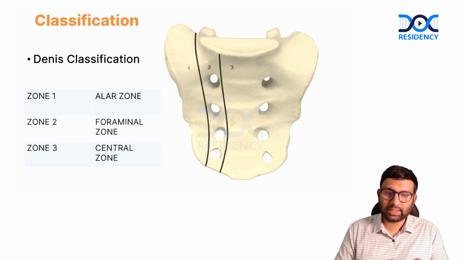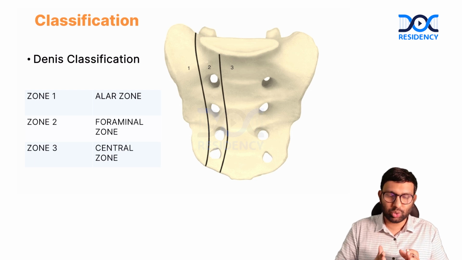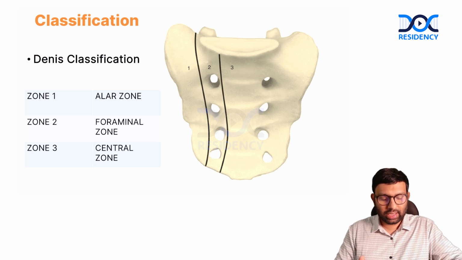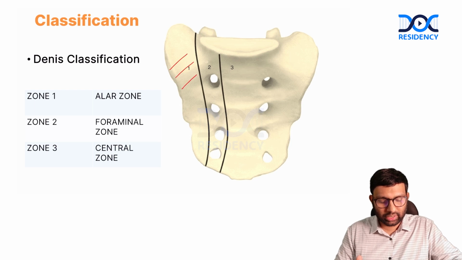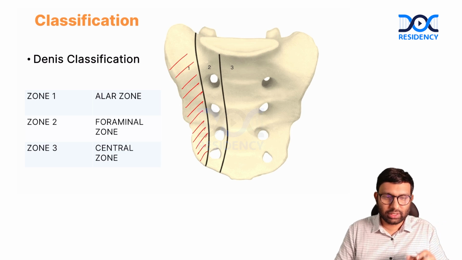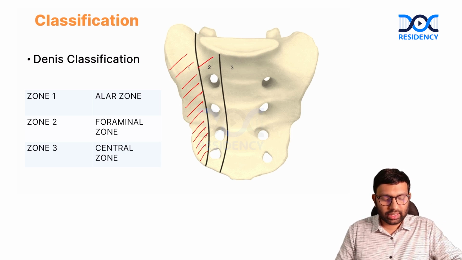So in the Dennis classification, he's divided them into 3 zones. You can have a fracture occurring at the sacral ala region, that is called the alar zone. That can be fractures occurring here, or you can have fractures occurring in the foraminal zone where foramens are present. So that is zone 2 or foraminal zone fractures.